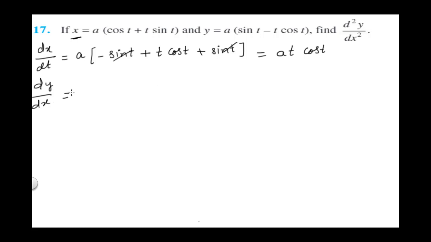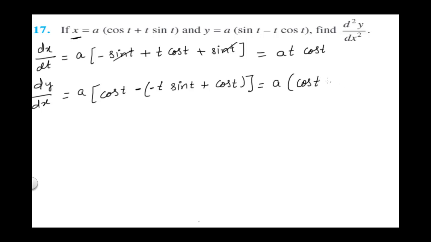Y is given to us. A as it is, differentiation of sin t is cos t, minus t cos t, we will use quotient rule. First of all, t as it is, differentiation of cos t is minus sin t, plus cos t as it is, differentiation of t is 1. Solving it, we have a into cos t, minus and minus will become plus, plus t sin t. Because outside the bracket there is minus sign, it will become minus cos t. You see, cos t and cos t getting cancelled, we have a t sin t.